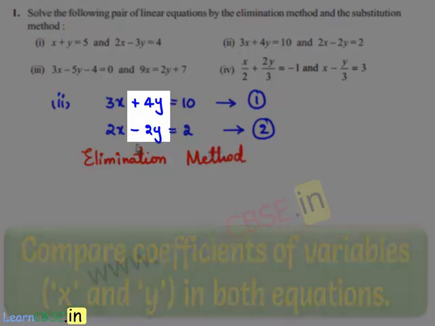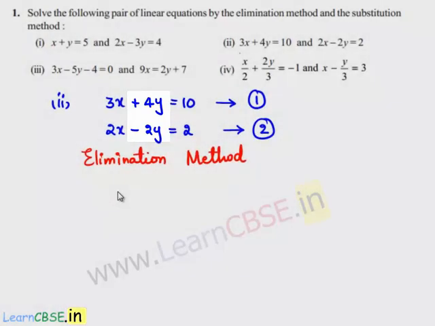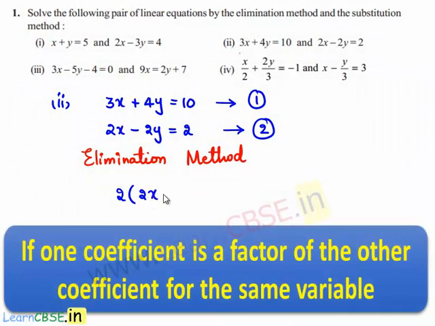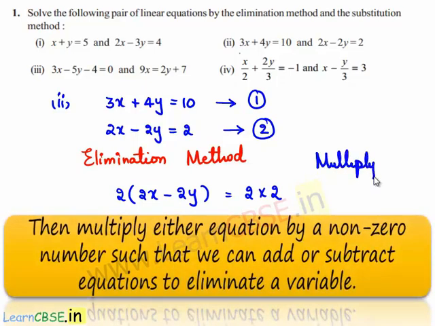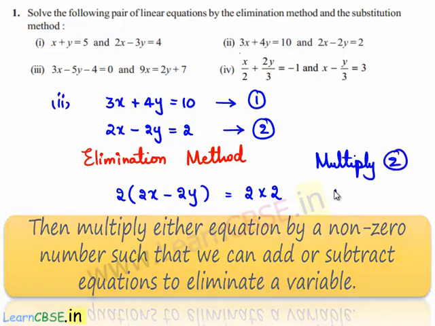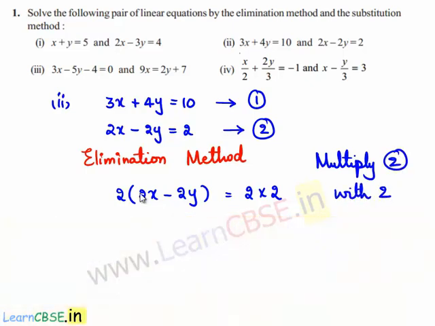So now the second equation can be written as 2 times 2x minus 2y is equal to 2 multiplied by 2. That is, multiply equation number 2 with 2. So this is for the left hand side and this is for the right hand side. So 2 multiplied by 2x minus 2y is equal to 2 times 2. This gives 4x minus 2 times 2y is 4y, and 2 times 2 is 4. Let this be equation number 3.